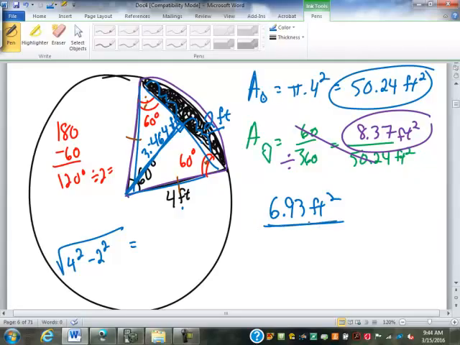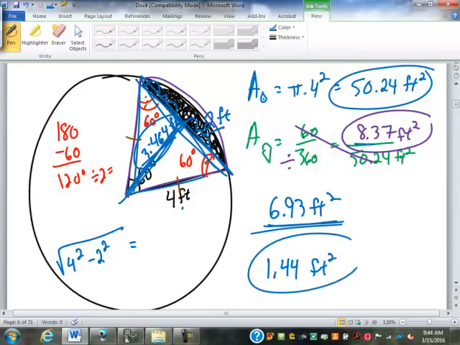Everybody, I'm going to pause for a minute. Everybody see where that 6.93 came from? I have a base here of 4 and a height of 3.464. So 3.464 times 4 and divided by 2. It's a triangle. Any questions on how I got that? Any questions on how I got the 3.464? Okay, so now what do we have to do? Yeah, subtract 8.37 minus 6.93, and we get 1.44 square feet.